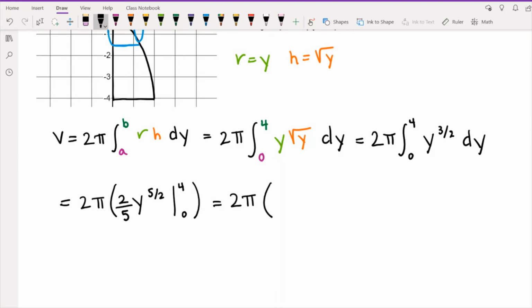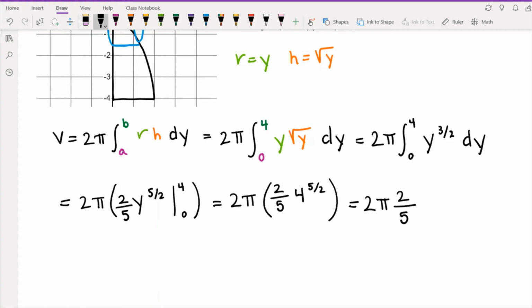And so when we plug in 4, we get 2/5 times 4 to the 5/2. And then when we plug in 0, we're just going to get 0, so we don't need to worry about that. So how can you make sense of 4 to the 5/2? Let's say you wanted to do this without a calculator. Well, you can think of 4 to the 5/2 in 2 different ways.